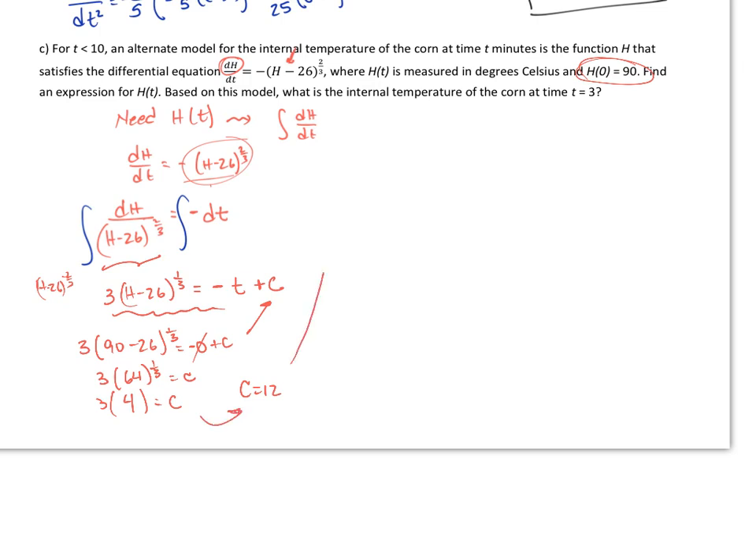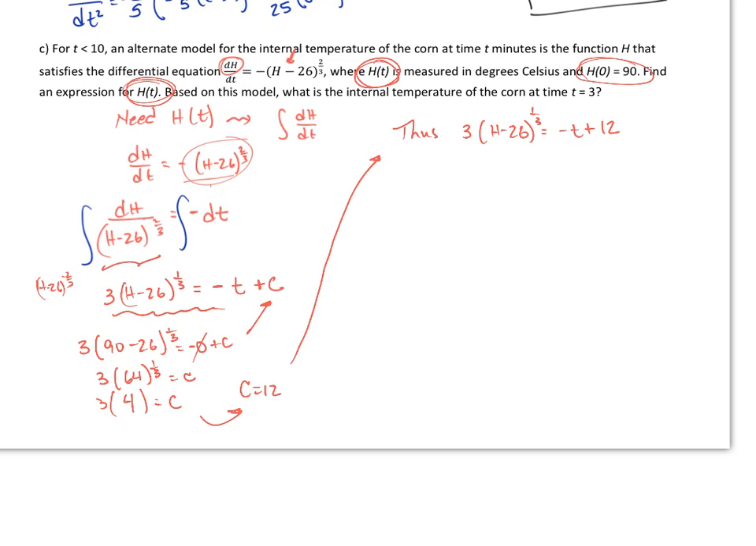And we're going to go ahead and move the problem up over here and continue on. So since c is 12, I will get 3 times h minus 26 to the 1/3 equals negative t plus 12. And I need to solve this because they want the equation as h of t. Sometimes if they don't say that they need it as h of t or something like that, you could just go ahead and leave it at this. But they specifically said here they want h of t.